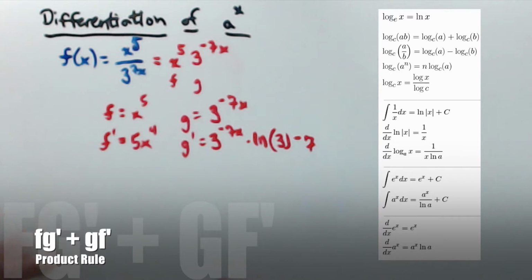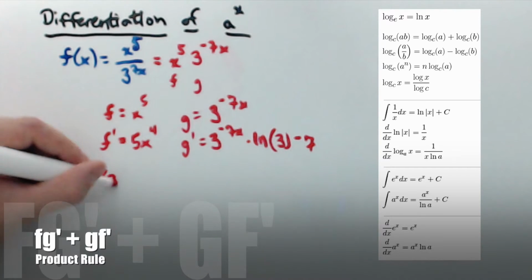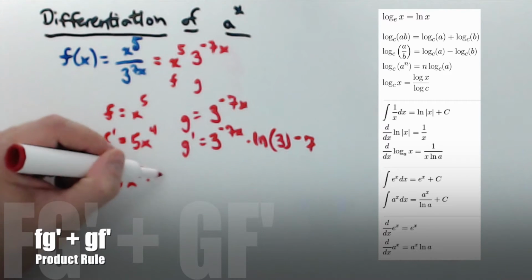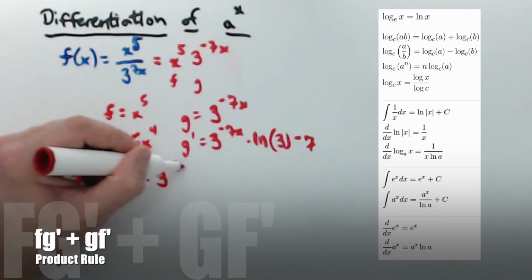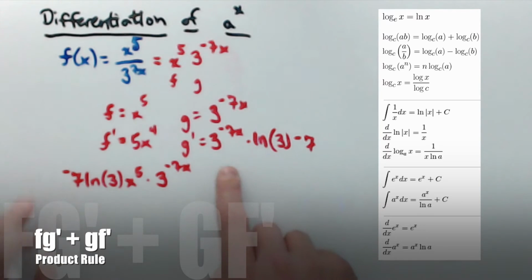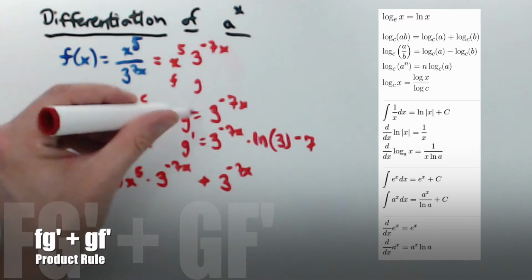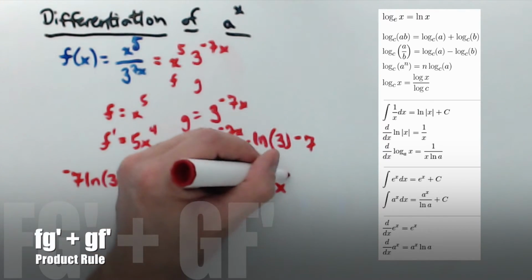Okay, from here now I'm going to do my f times my g prime, and you'll end up with negative 7 ln 3 times x to the fifth times 3 to the negative 7x. Then you have to add that to g times f prime, so that would be 3 to the negative 7x times 5x to the fourth.